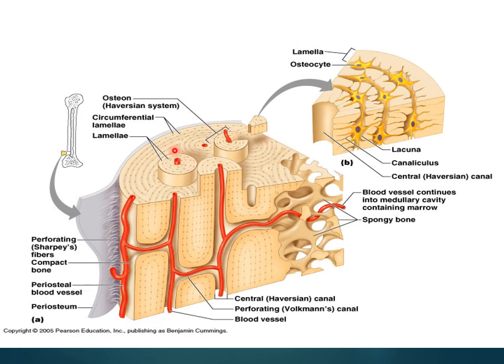So these lamellas are making up the walls around the central canal, surrounding it, and there are many osteons present in the cortex of the bone, making it a compact bone. So this is the peripheral two-thirds of the compact bone.